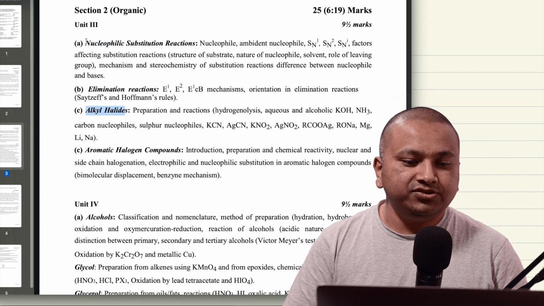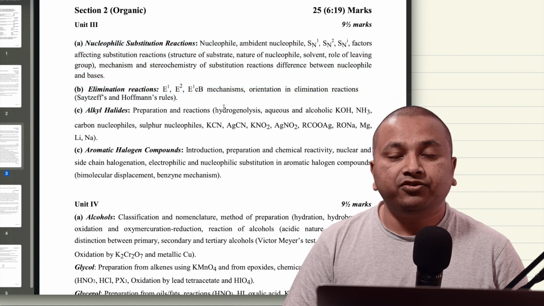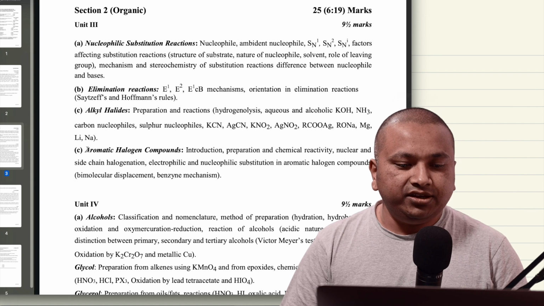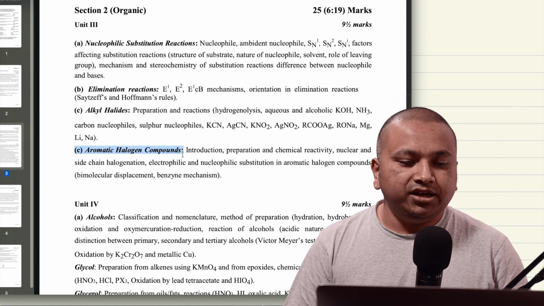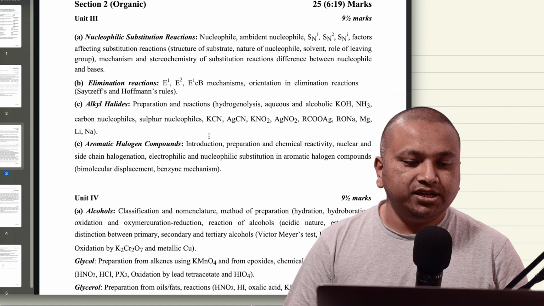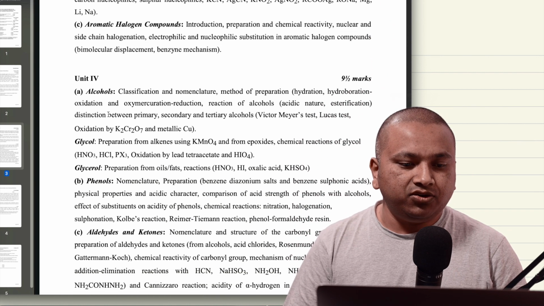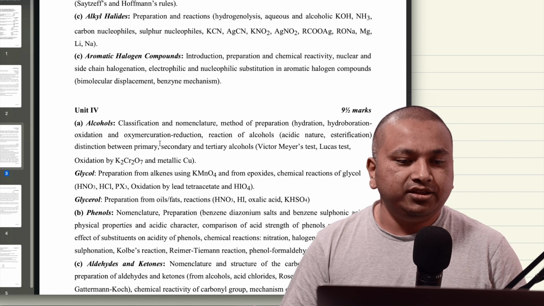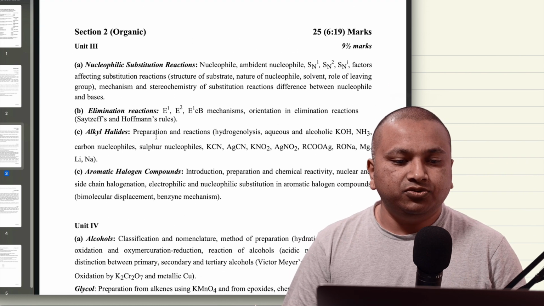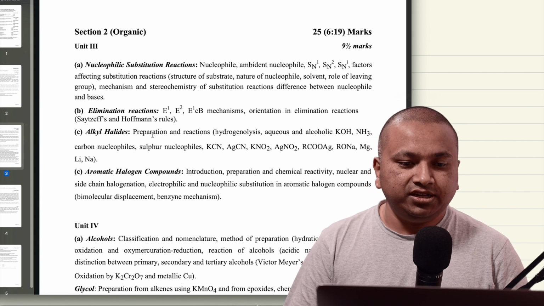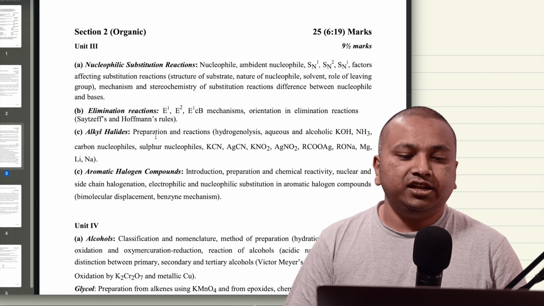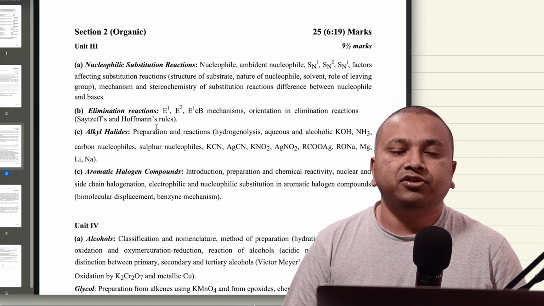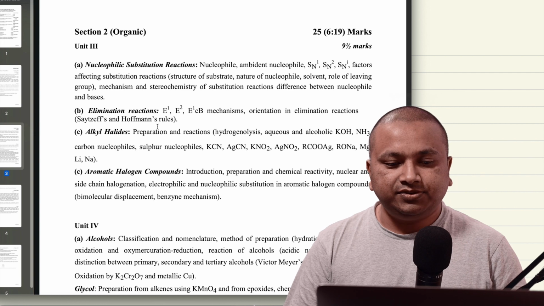Now all these 3, A, B and C, they are actually part of the reactions of alkyl halides. And then we have D, aromatic halogen compounds. And in unit 4, you have the alcohols, the glycols, the phenols, aldehydes, and ketones. So Sir BK will be taking this part. So we will take a look at the nucleophilic substitution reaction first, and we'll go into the elimination reaction, and then the general reactions of alkyl halides.